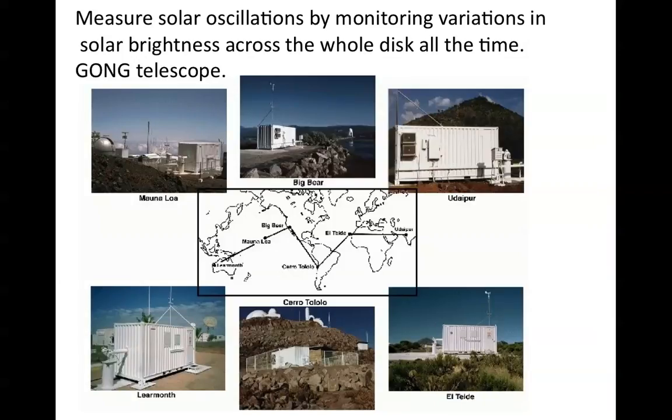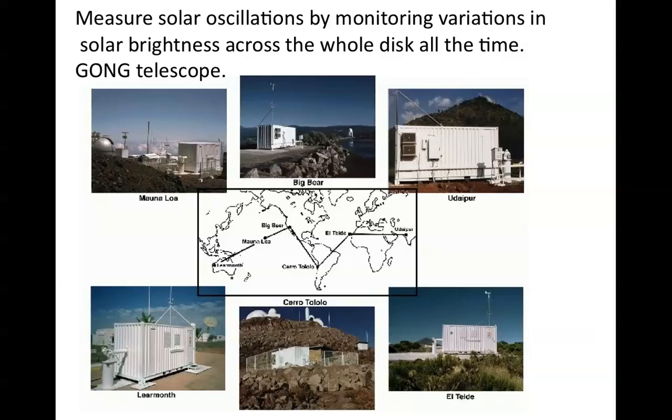By observing the sun continuously for a very long period of time, it's possible to measure many, many different modes of oscillation in the sun and to follow the evolution of these modes over time, how they vary. And so many years ago now, about 15 years ago, a network of telescopes was set up around the world, the Global Oscillation Network Group.